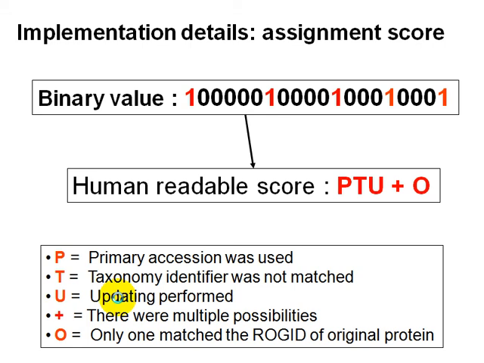And when we tried to update it, it turned out that there were multiple possibilities that we could update it to. This is a secondary accession that becomes demerged into two different sequence records. However, it turned out that only one of the possible sequences that we could update to matched the ROG ID of the original protein sequence that was given by the interaction database.